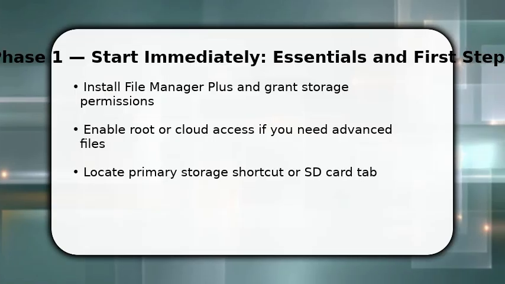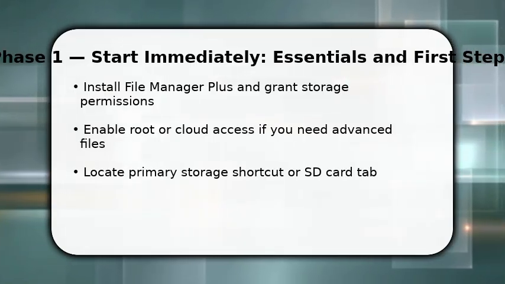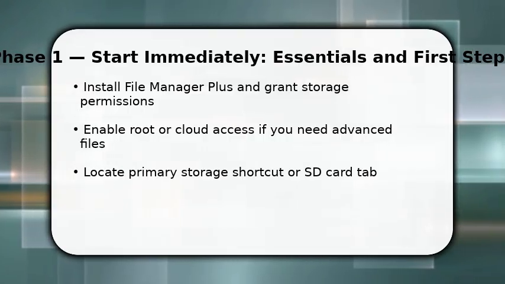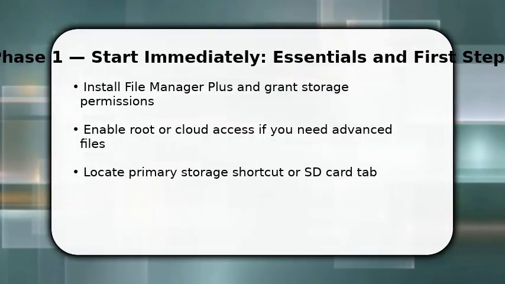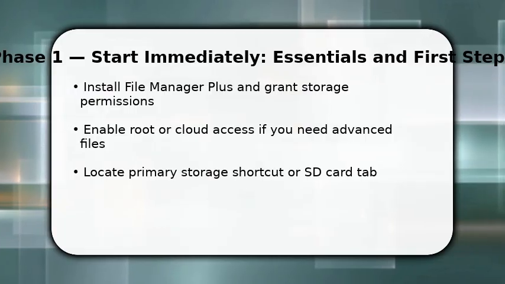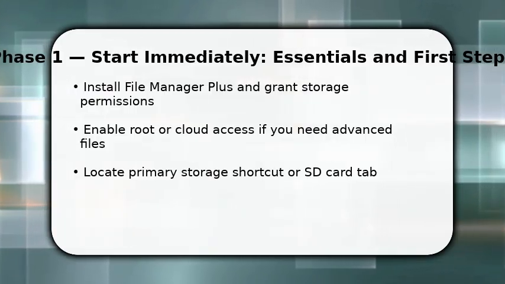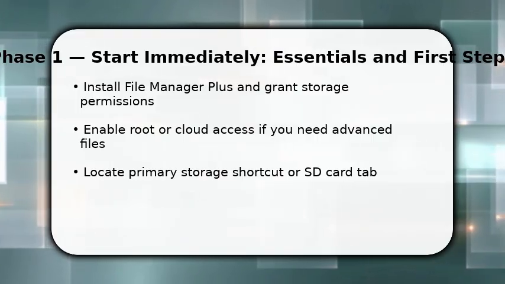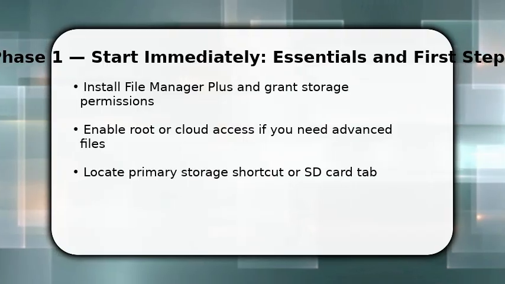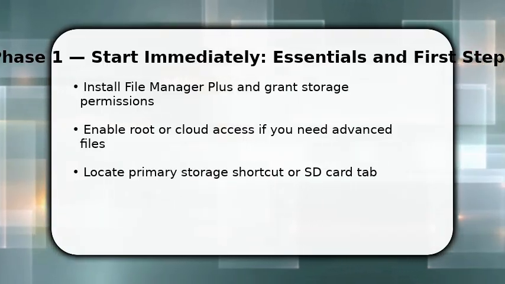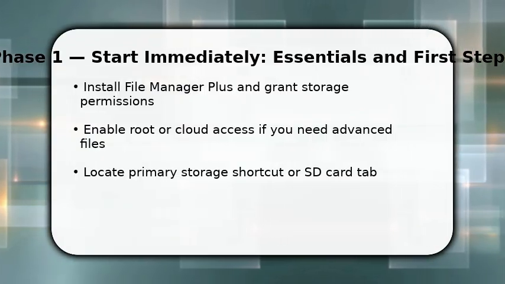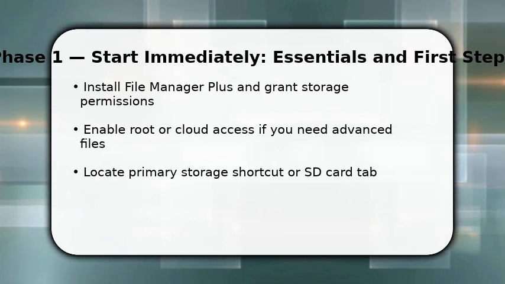You start by confirming permissions and quick access. Open File Manager Plus and accept any storage prompts so the app can read files. Once done, make sure the view is set to the correct storage, internal or SD, so you don't waste time searching. You'll also enable any cloud or root options only if needed because they change available actions. Now tap the primary folder list and note the filters and sort buttons. These first actions set up a fast, accurate workflow.